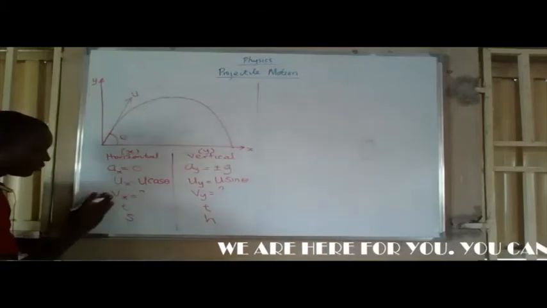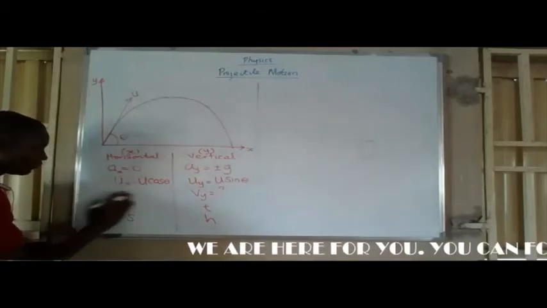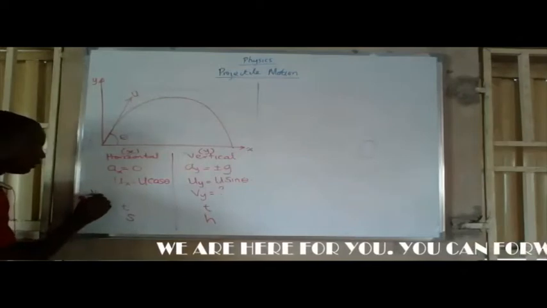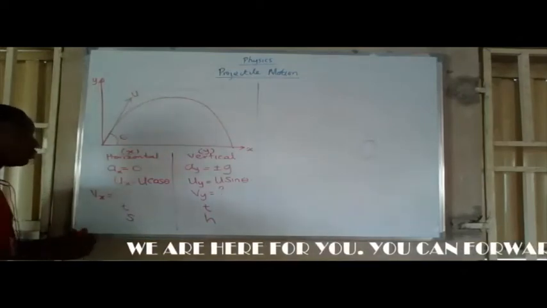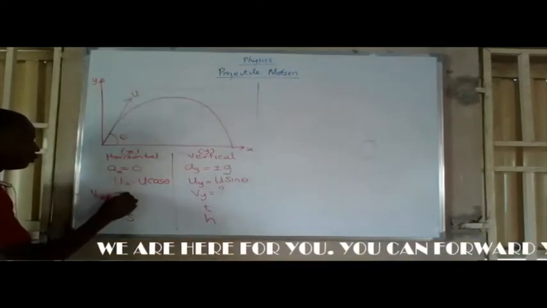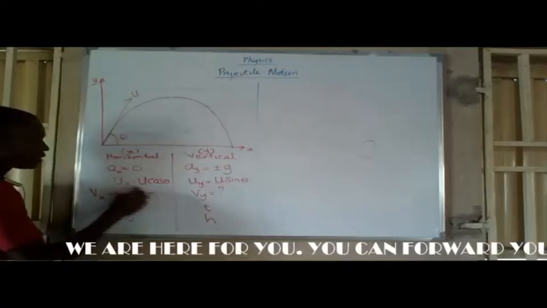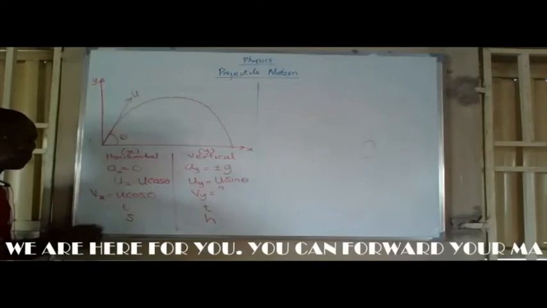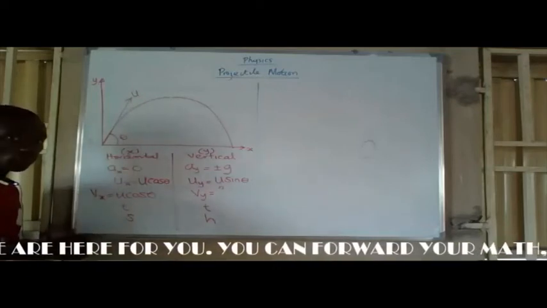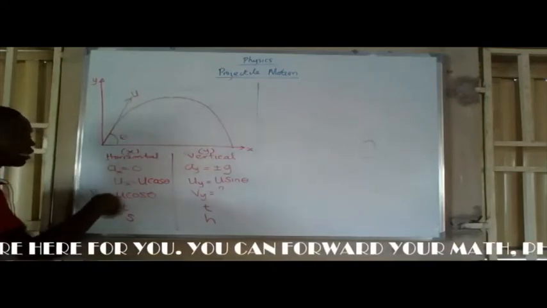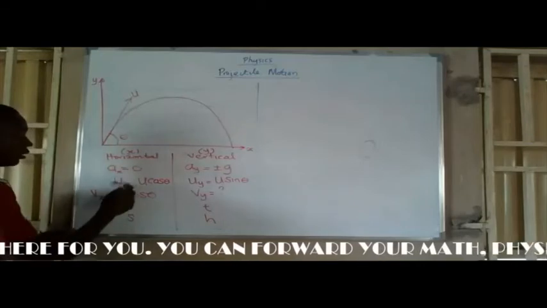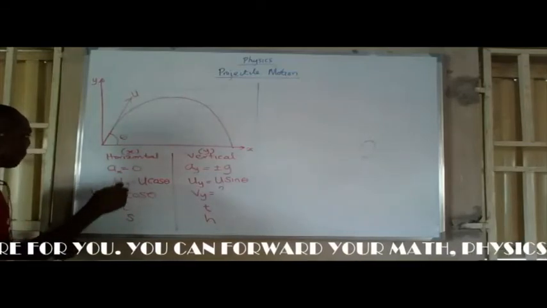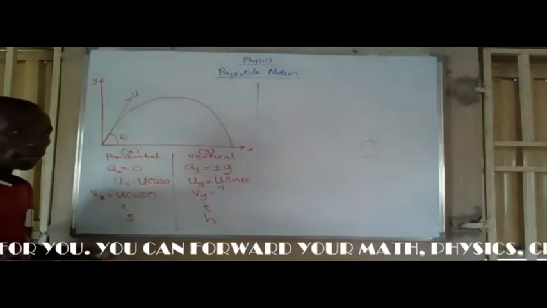Well, instead of deriving the formulas, let me simply write the formulas for ease. Vx is equal to u cos theta. This is because acceleration along here is 0. So since the acceleration is 0, the two components in particular are the same.